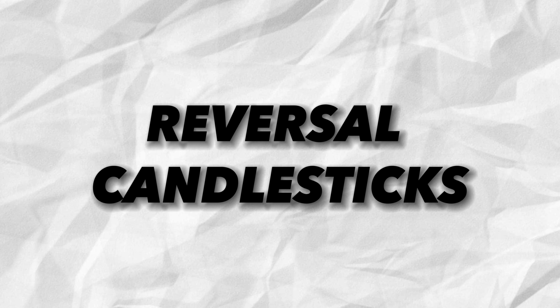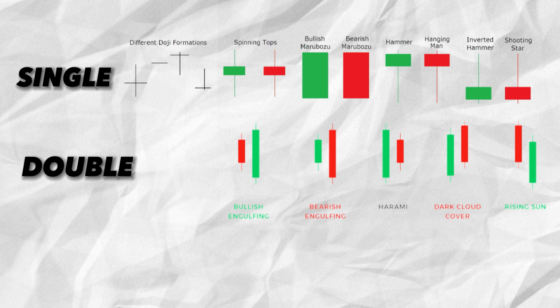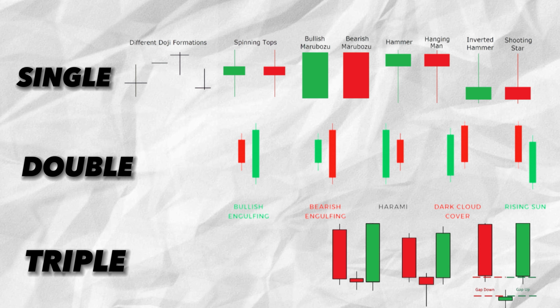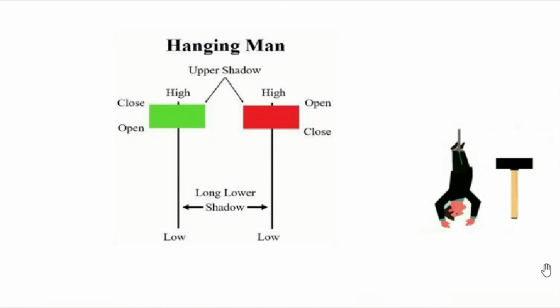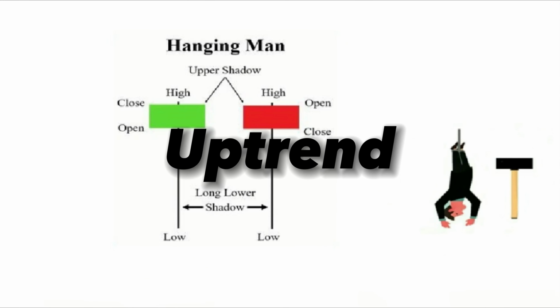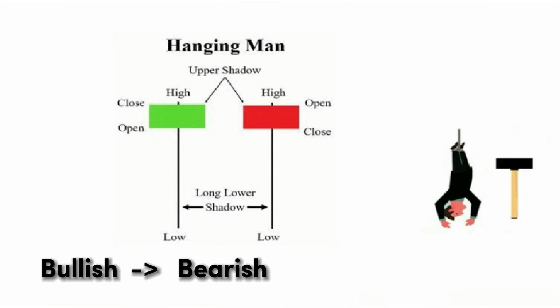Reversal candlesticks are divided into three categories. First, single candle patterns, second, double candle patterns, and third, triple candle patterns. At the beginning of this tutorial series, we dedicate the first video to the powerful single candle pattern, the Hanging Man. This pattern usually occurs in an uptrend. When this Hanging Man pattern is seen, it's a warning for the end of an uptrend and a change in direction from bullish to bearish.